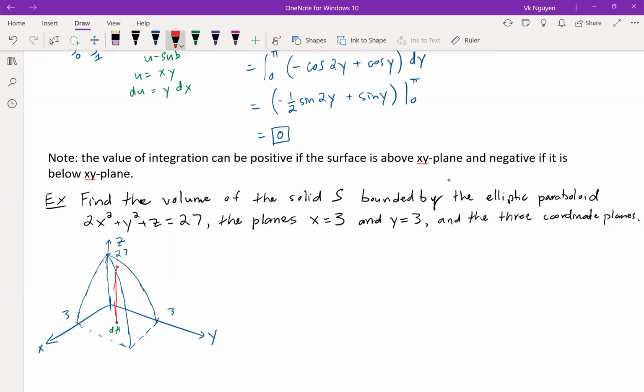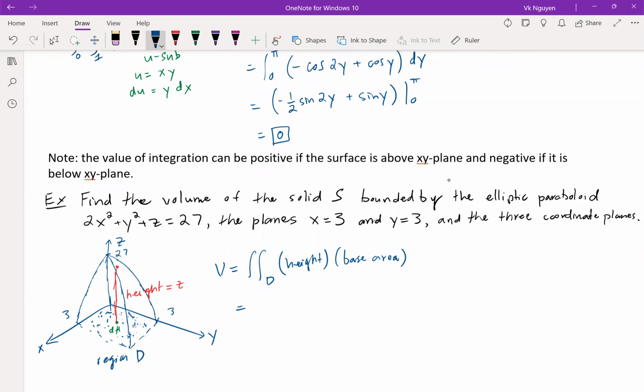The height is z. So height times base area, that is the volume. From here, hopefully you see that the volume is the double integral over the region D. That is the region D right here. The height times the base area. Yeah, it is better if you remember the volume this way than just to blindly remember the formula.